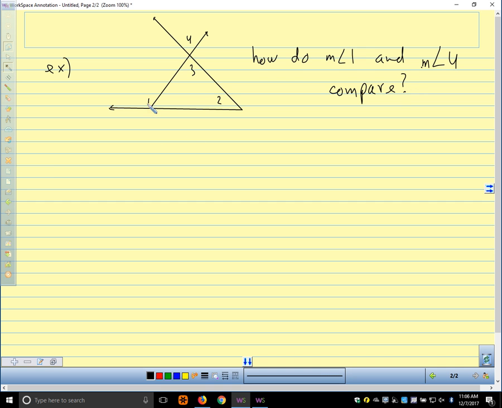Well, what do we know about angle 1 and angle 2? Which one of those is bigger than the other, smaller than the other? 1 is bigger than 2, because that's an exterior angle. How about 1 and 3? 1 is bigger than 3. How about 3 and 4? They're vertical angles, so they are congruent. They're the same. Well, if 1 is bigger than 3, what does that tell us about 1 and 4? 1 has to be bigger than 4. And we figured that out by realizing those two are the same, and 1 is bigger than 3. That's the corollary that we just talked about.